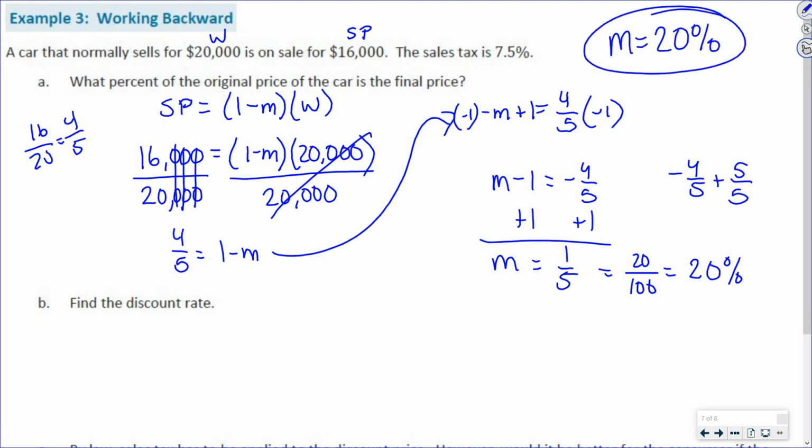All right, algebraically, that's how you would solve it. You could sit there and create a table if you wanted to and work yourself backwards. Okay, there's many ways you could do this. All right, so it says find the discount rate.